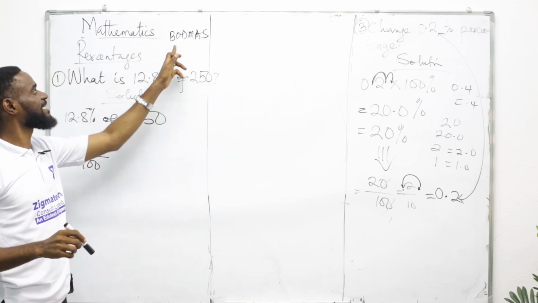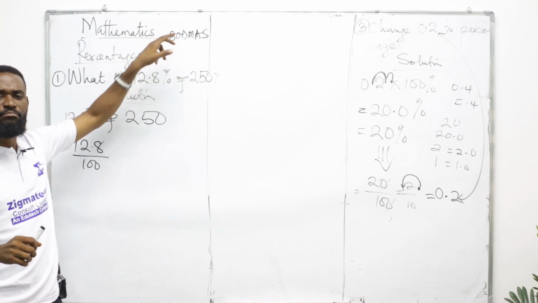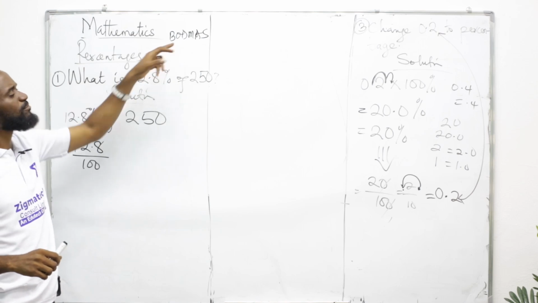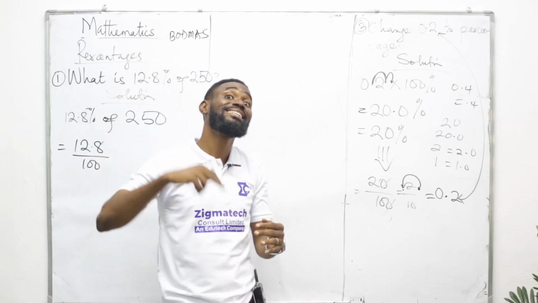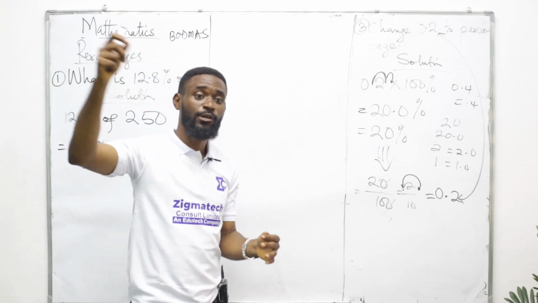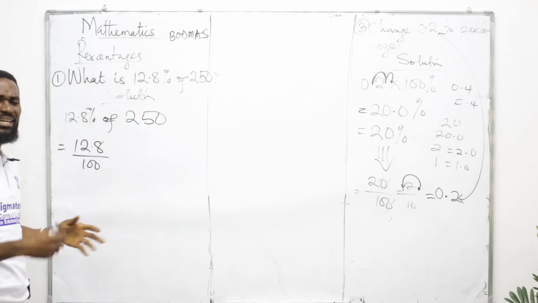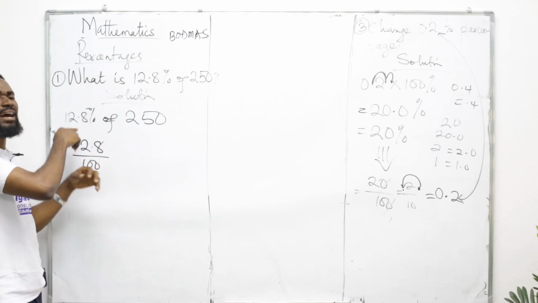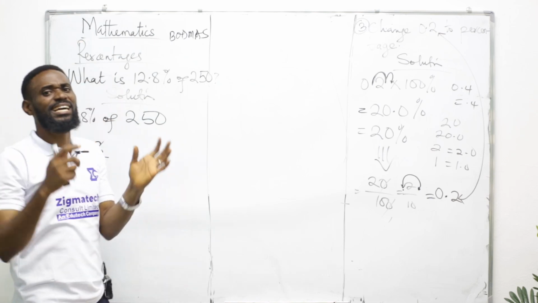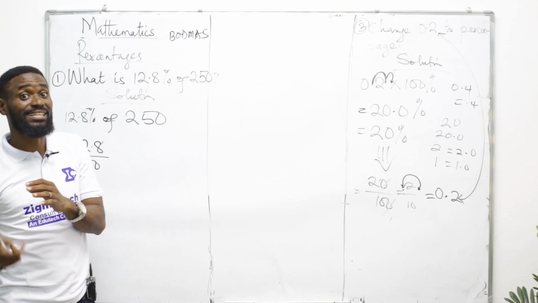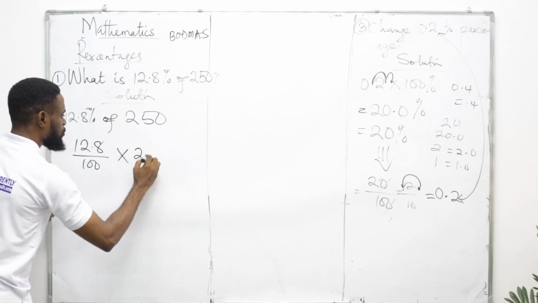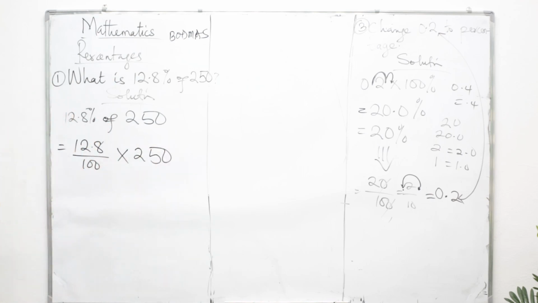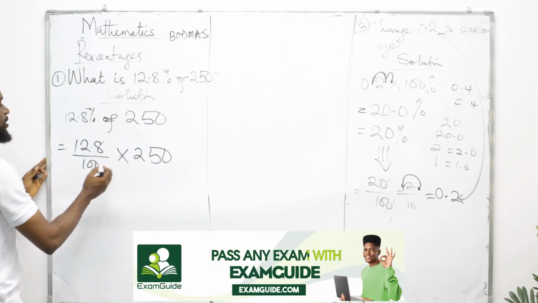In mathematics, this word "of" means multiplication. Anytime you see the word "of" with something, like 2 of 4, it means 2 times 4. Do you understand that now? Once you hear the word "of" in mathematics, maybe they are giving you 1/2 of 4, that means 1/2 times 4. So this "of" means times 250. We have expressed this in mathematical expressions. That is the first thing you do.